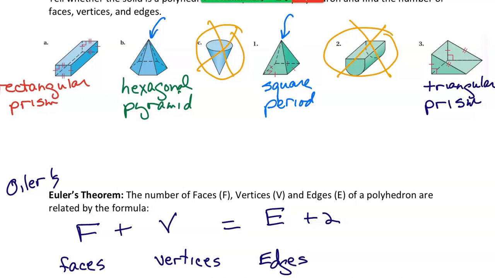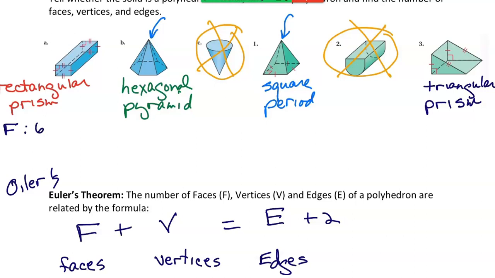Now what I want to do is identify the faces and the vertices and the edges of each of the shapes above. So look at the rectangular prism. How many faces do you see? Well, there's top and bottom, that's 2. Side to side, another 2. And back and front is another 2. So that should be 6.